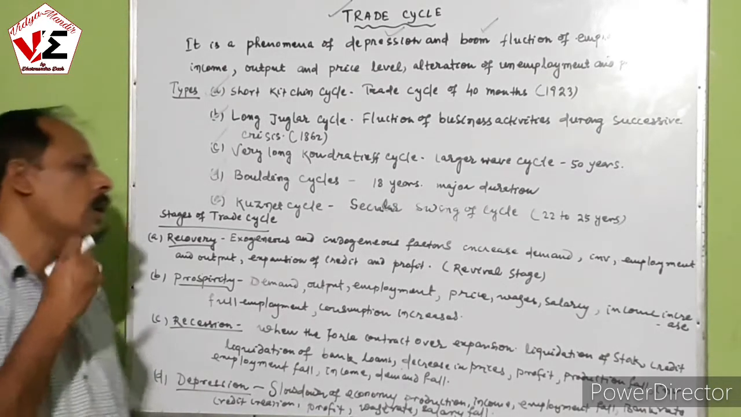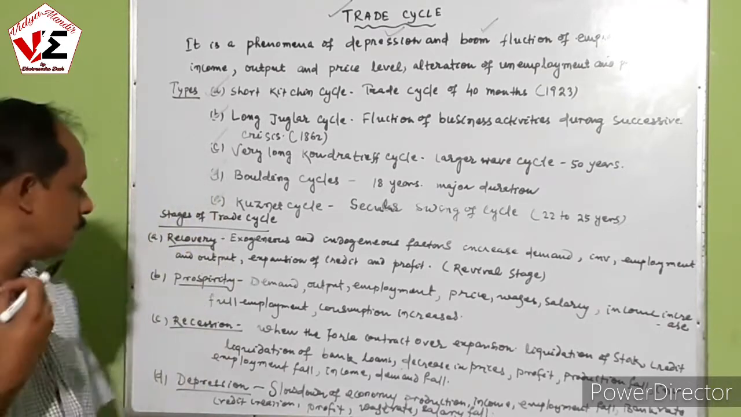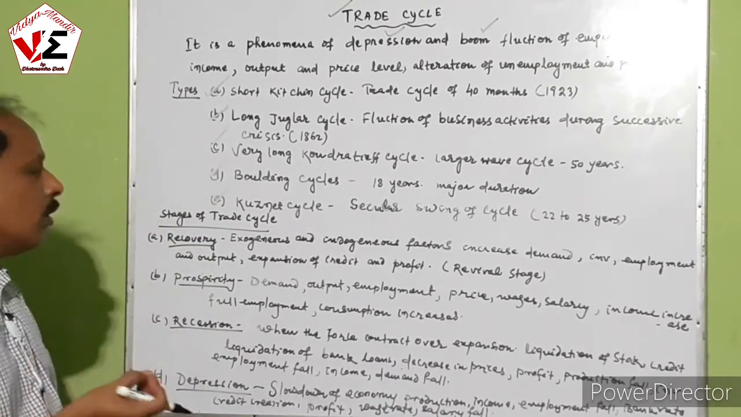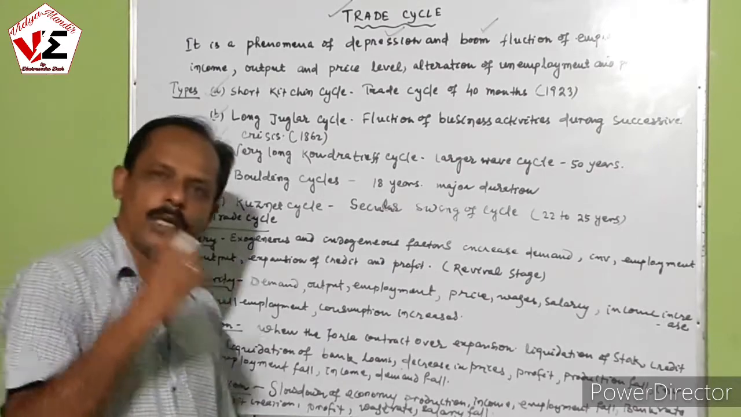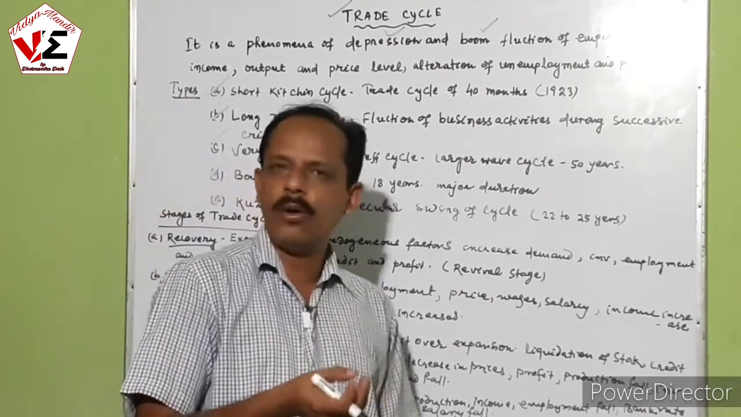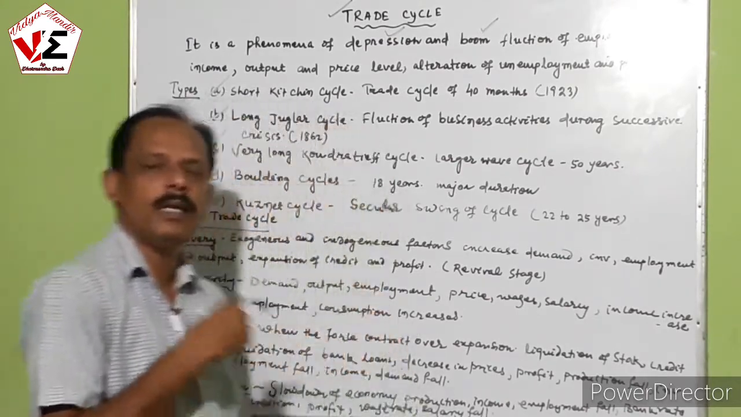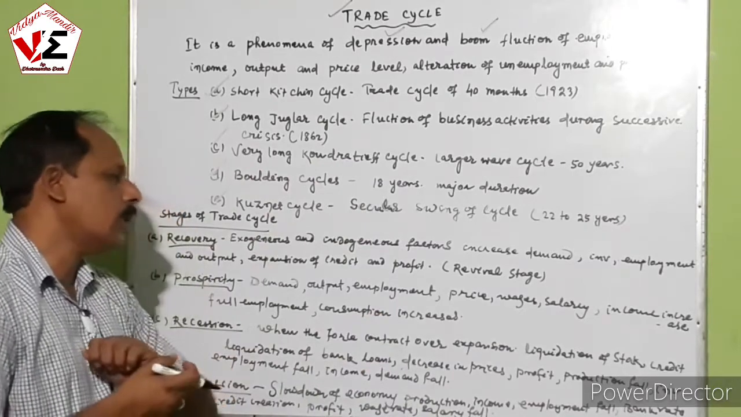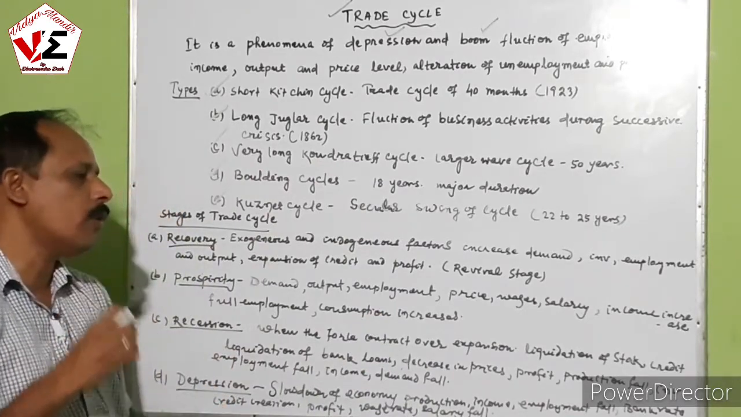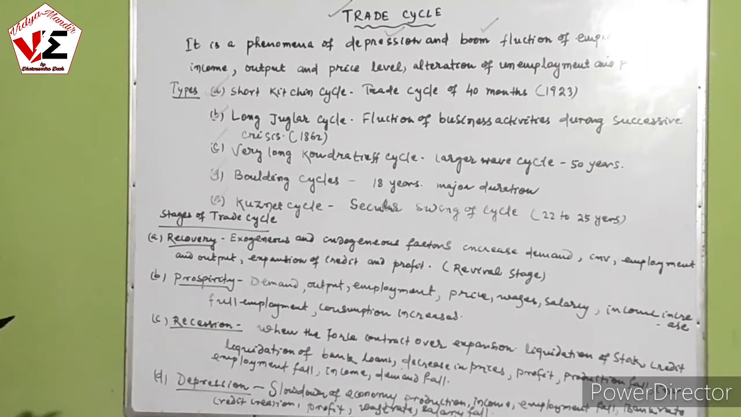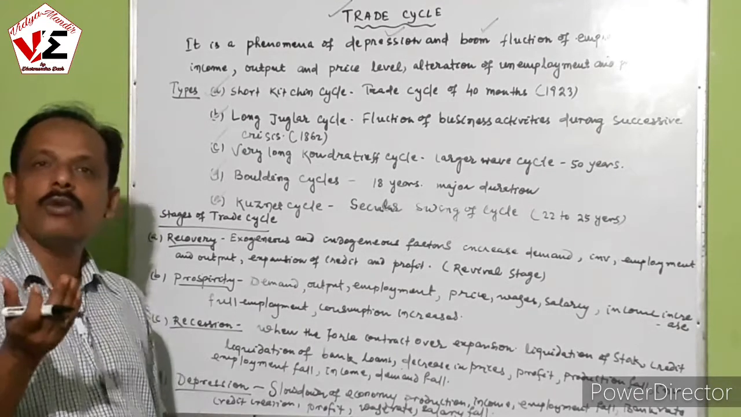Recession comes when there is liquidation of stock, credit expansion falls, and when people keep more cash with them, they do not come forward to keep the cash in the bank, so there is no expansion in the credit system. There is a production fall, investment fall, employment fall, then income falls. So you see what happened: the recession will come.